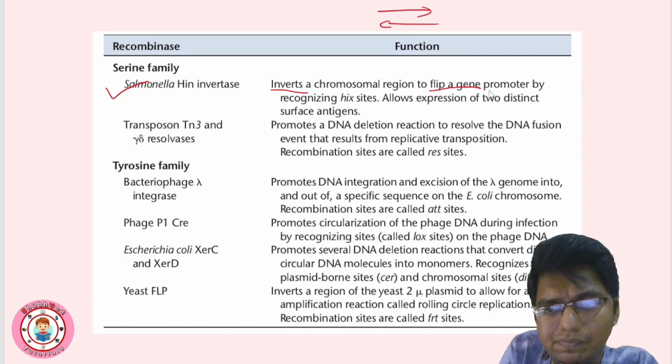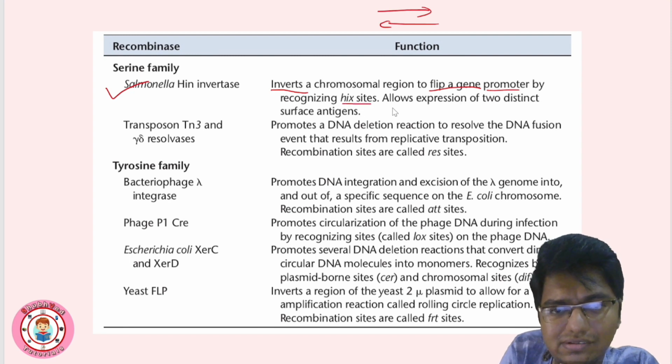It flips a gene promoter by recognizing Hix sites. So the recognition sites are called Hix. This allows expression of two distinct surface antigens. So basically, why is this important?